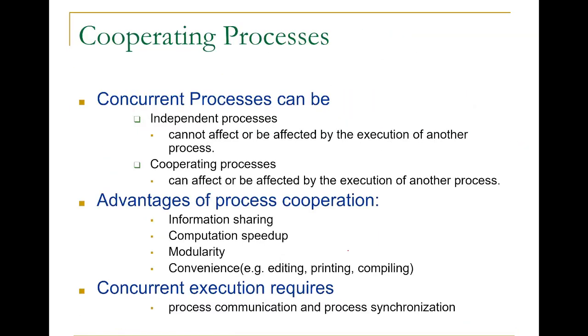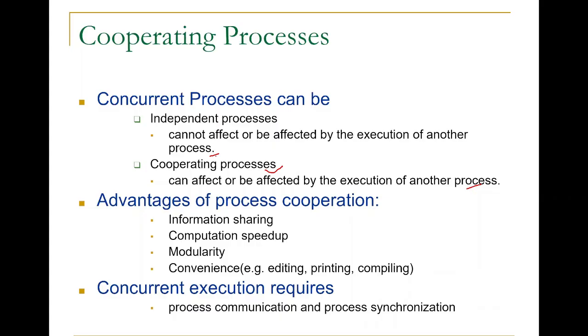We have cooperating processes. Concurrent processes can be independent processes, which means they cannot affect or be affected by the execution of another process. They are independent. We can also have cooperating processes, which means a process can affect or be affected by the execution of another process. So one process could be working and its output affects the input of another process. All right. That's one of the things in programming.